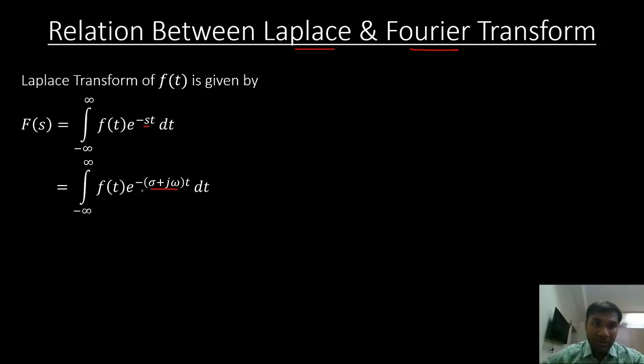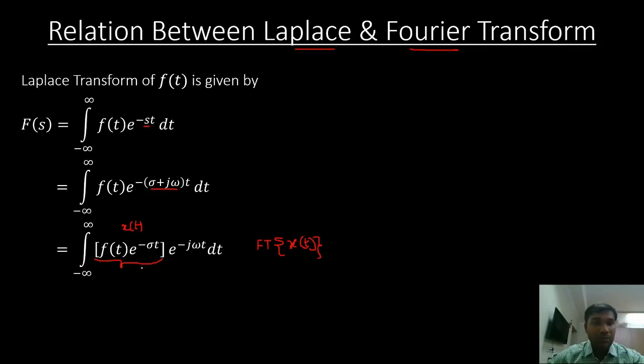I will separate this exponential into two exponentials, that is e power minus sigma t multiplied with e power minus j omega t. Now if I combine these two and call it some x of t, what is this in the form of? Integral minus infinity to infinity x of t e power minus j omega t dt. What is that? That is nothing but Fourier transform of x of t.